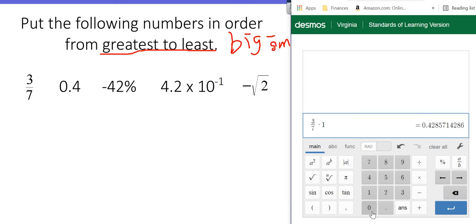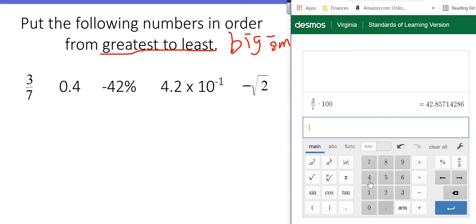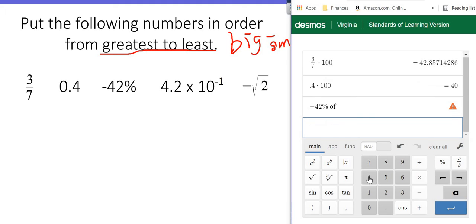Convert it to a percent by multiplying by 100. Then we're going to go to 0.4, and we're going to make it a percent by multiplying by 100. And then I'm going to go to negative 42%, and I'm going to leave it there so I don't forget it.